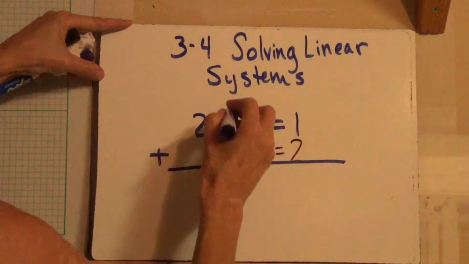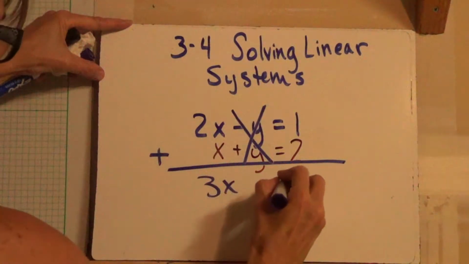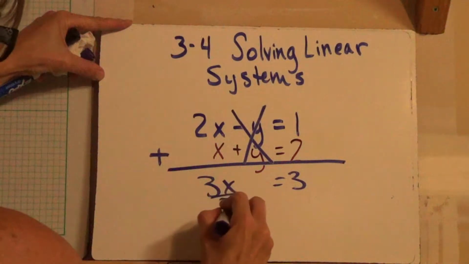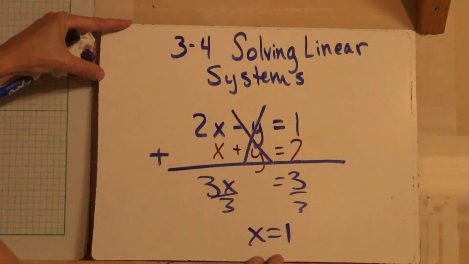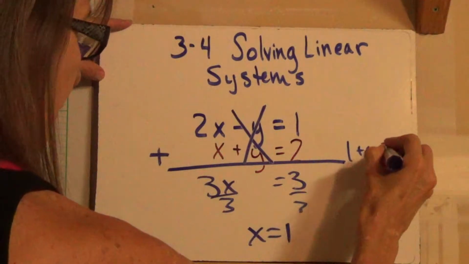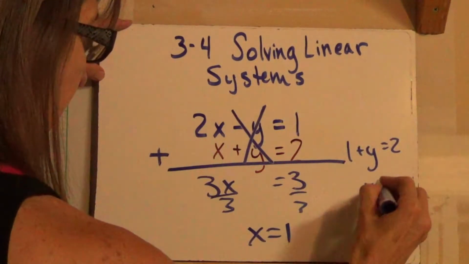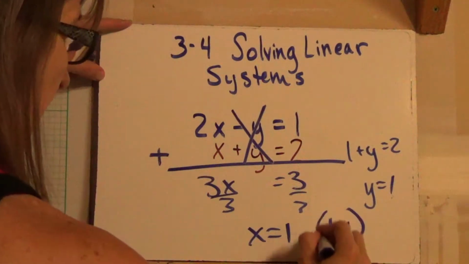These form a zero pair, so they wipe out. We get 3x equals 3. Divide by 3 on each side. x equals 1. Now I plug it into the easiest equation, which would be this one. 1 plus y equals 2. That means y equals 1. So I know my solution is (1, 1).